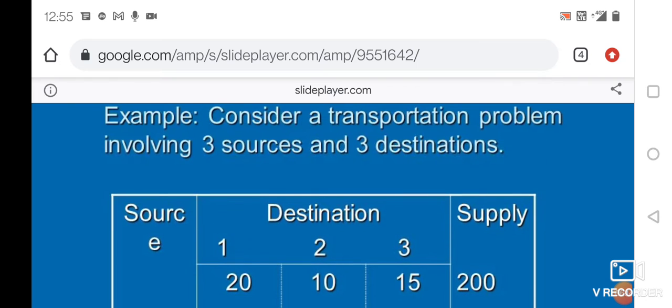This is the example. Consider the transportation problem involving 3 sources and 3 destinations.